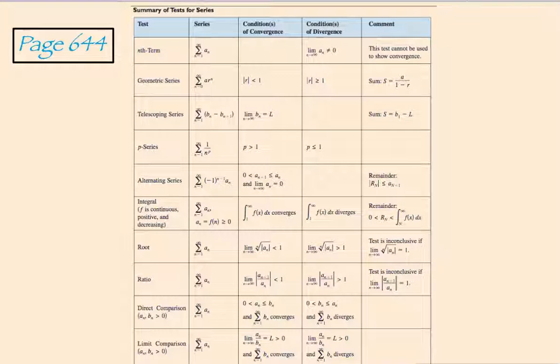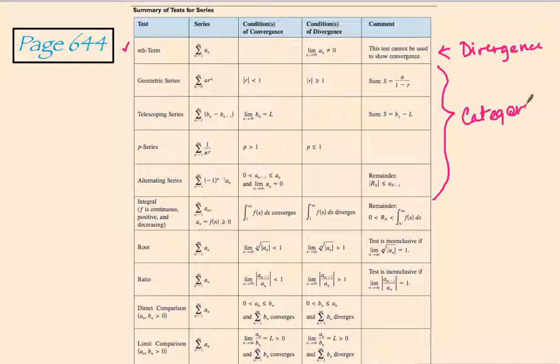Now, this finishes up our lecture for today, but I wanted to give you a look at a summary of tests for series. This should be on page 644 of your textbook. And it just sort of quantifies what we will be going through in this chapter. What we have done so far, we have discussed the one test that we have for divergence, the nth term test for divergence. We have gone over that. These 4 things here are categories of series.